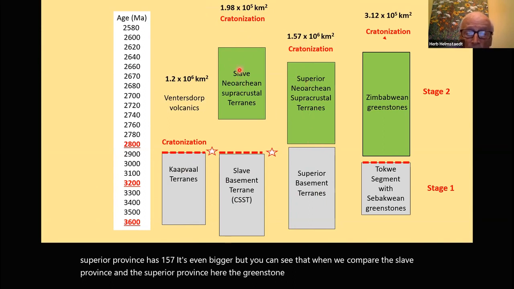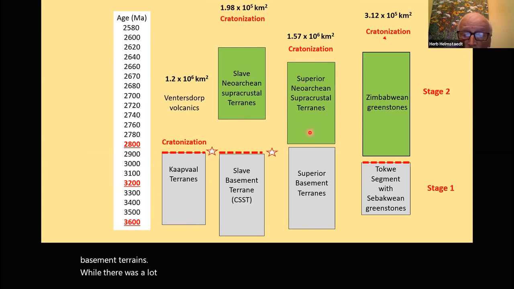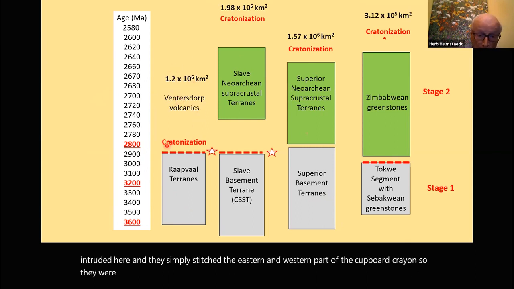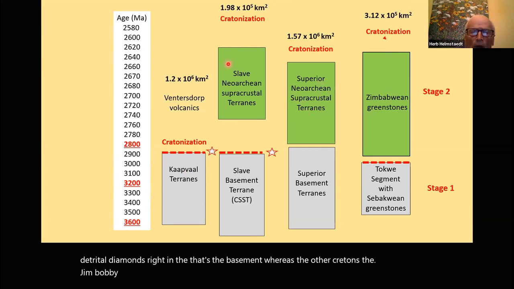But you can see that when we compare the Slave Province and the Superior Province here, the greenstone sequences are these, and this is the basement terrains. While there was a lot of Neo-Archean activity going on, the Ventersdorf volcanics were intruded here, and they simply stitched the eastern and western part of the Kaapvaal Craton. So the cratonization of the Kaapvaal Craton happened here with the Witwatersrand, with detrital diamonds, right? And that's the basement.